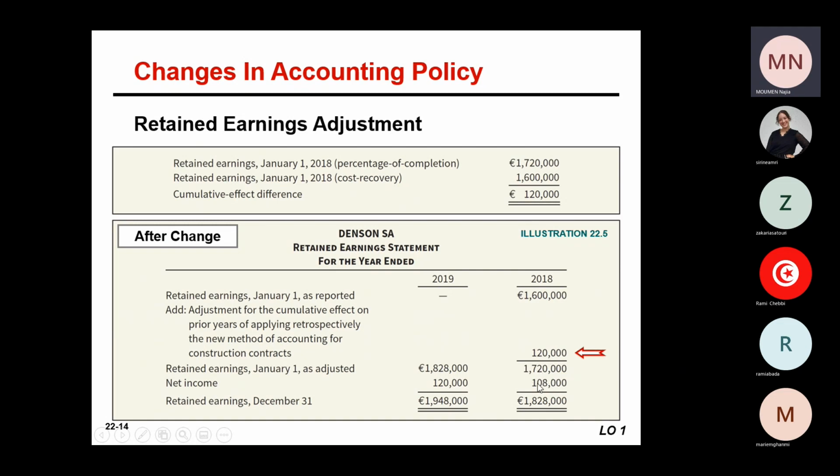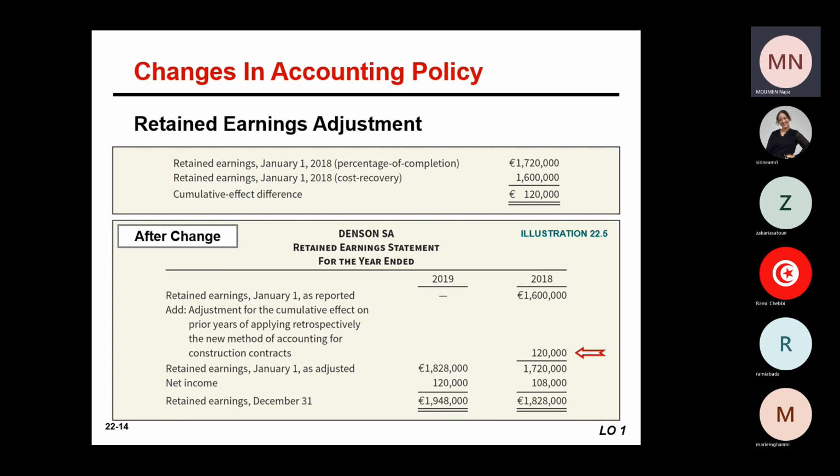We then need to add the net income that is also adjusted based on the percentage of completion method, okay? So here we got the ending balance that will be used as a beginning balance. And then in 2018 retained earnings, to that beginning balance we add the net income based on the percentage of completion method. So we have our retained earnings as of December 31, 2019, okay?